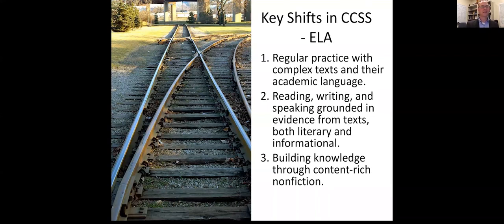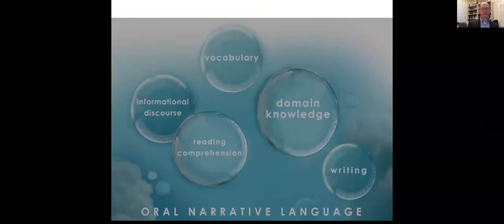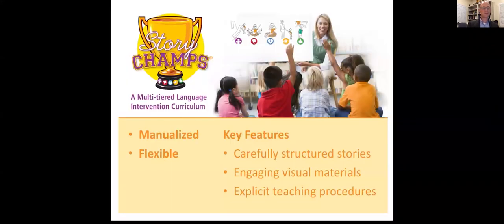And what's happening is that students are expected now to understand and produce complex language all the way down into kindergarten with narrative and expository text. All of these pieces right here, which are in the Common Core, oral narrative language can address. With Story Champs, which is our curriculum that we've put together and researched over the past 10 years, there are very, very carefully structured stories that you systematically introduce to students, and those stories increase in complexity over time. There's engaging visual materials with icons and pictures, and explicit teaching procedures that are founded on research evidence.